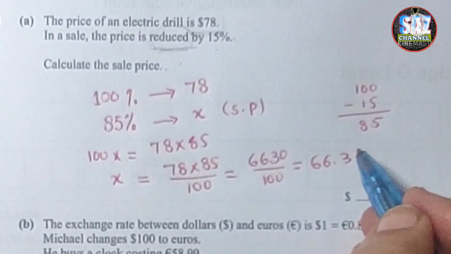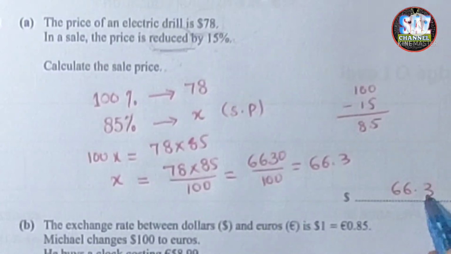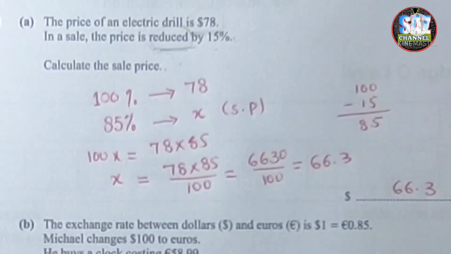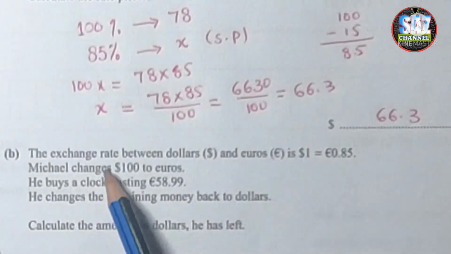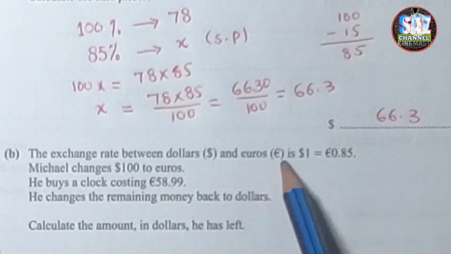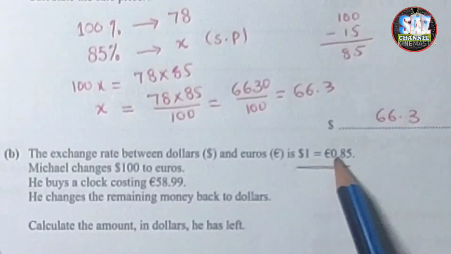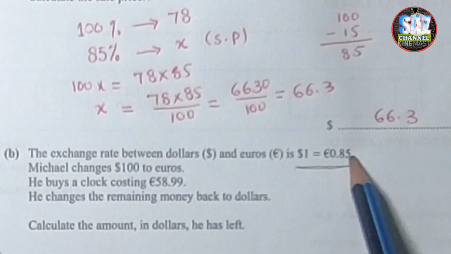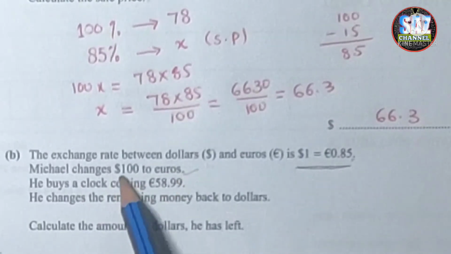66.3. So I have to fill up the answer space. This will become $66.3, and dollars is already written. Let's move to the B part, and let's read the B part first. The exchange rate between the dollars and the euros is $1 equals €0.85. Michael changes $100 to euros.